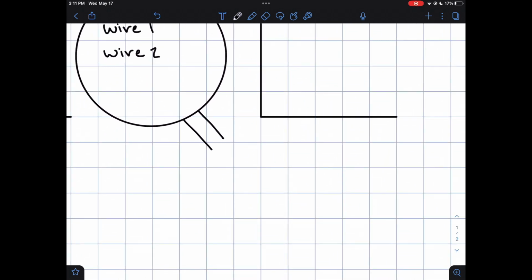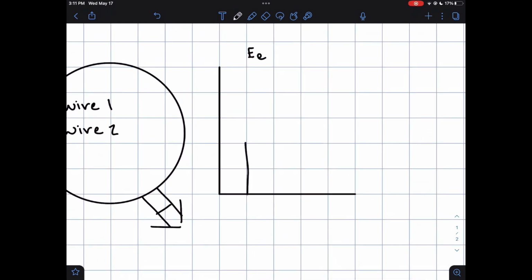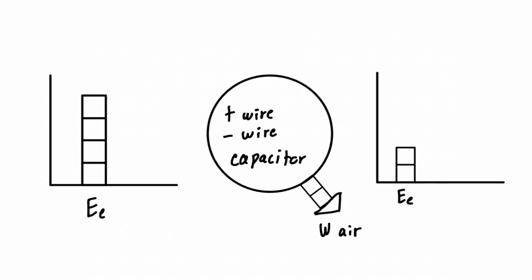Energy is still being stored too. The 4 boxes that were originally all in the electric storage are now divided, with 2 boxes as electrical energy and 2 boxes being transferred out of the system.